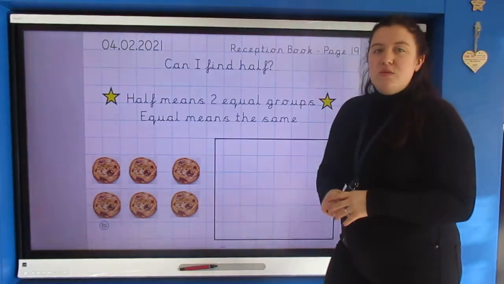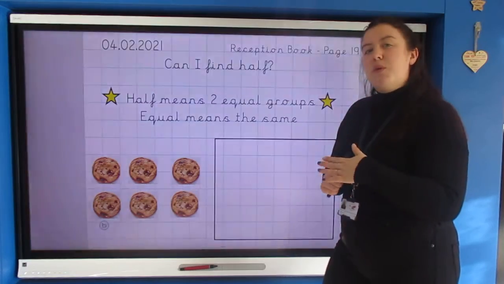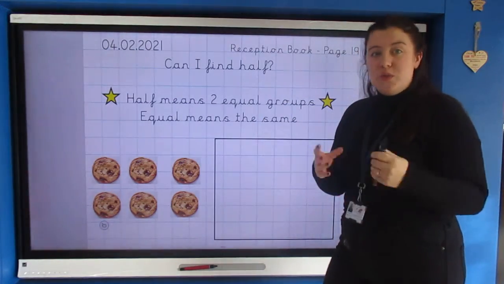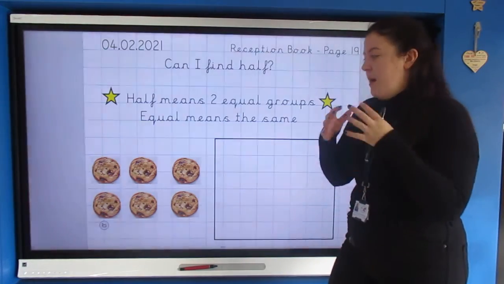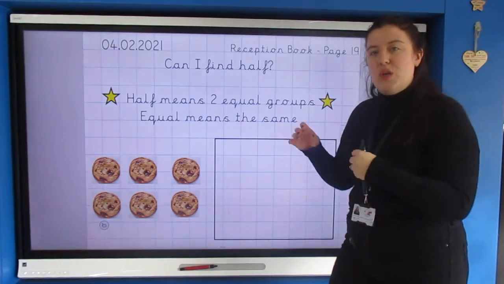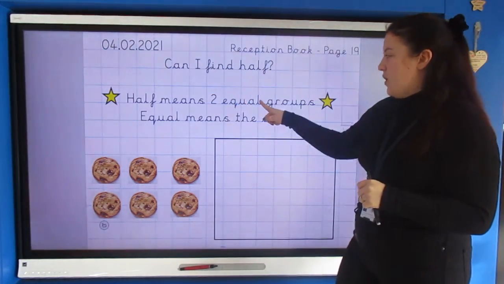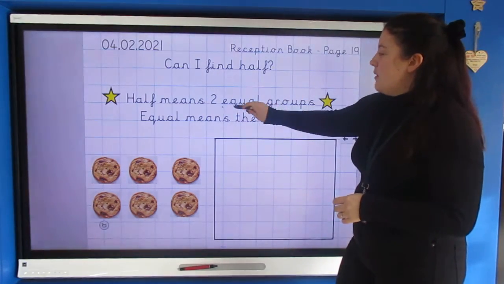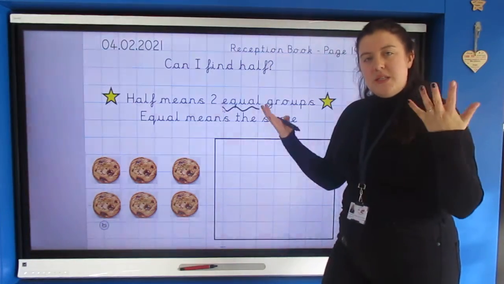Now if you want to use real objects you can, and that would be really useful. So if you would like to pause the video, go and find some cars or go and find some counters or some biscuits and have a go at doing this activity with your objects. But I'm going to do it with the board so I can show you. Okay, so half means 2 equal groups. Now the word equal means the same. So if something is equal, it is the same.